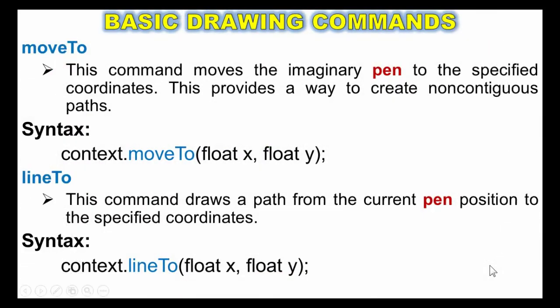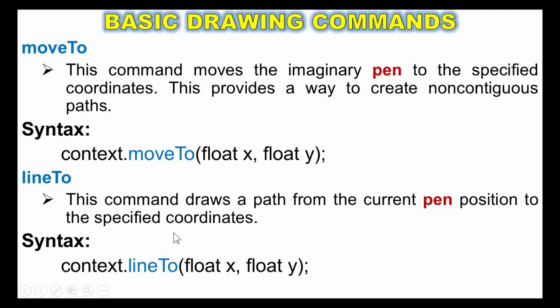Basic drawing commands. The moveTo command moves the imaginary pen to the specified coordinates. This provides a way to create non-contiguous paths. The syntax is, you write the word context followed by a period, and then the command moveTo, and then parentheses. You supply the arguments, which are the coordinates, x-axis first, followed by a comma, and y-axis. These x and y are decimals or floats.